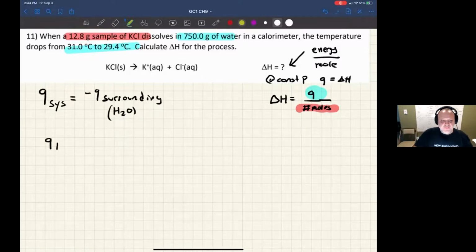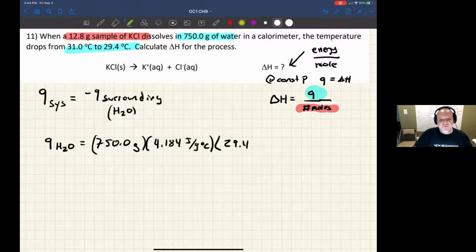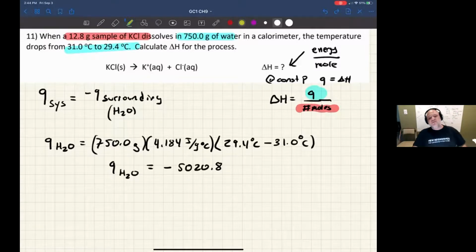All right, and so let's put it together. Q for the water equals 750 grams. That's the water there. And we're going to do 4.184 joules per gram degree C. The difference in temperature is 29.4 minus 31 degrees C. So when we put that into our calculator, we get that the energy change for the water is negative 5,020.8 joules.